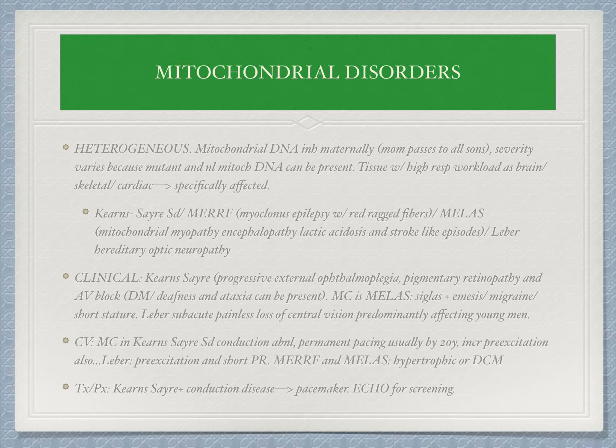And MERRF and MELAS, both of them starting with an M, are a little different. If you fill in the upper portion of the M, it looks like a triangle, and this might represent a V, ventricle. How is the ventricle in MELAS and MERRF? It's hypertrophic, or it might be dilated. So it affects the structure of the ventricle. What's the treatment? Kearns-Sayre: if these patients also have the conduction disease manifested, think about a pacemaker, and obviously follow these patients with echoes.